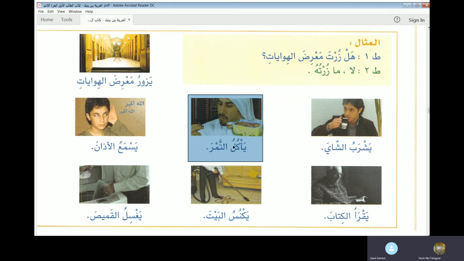لا ما أكلت التمر. Remove ya and add ta at the end: لا ما أكلت التمر. Akaltu tamra. La ma akaltu tamra. Okay. Now I will ask you and you will tell me the meaning.